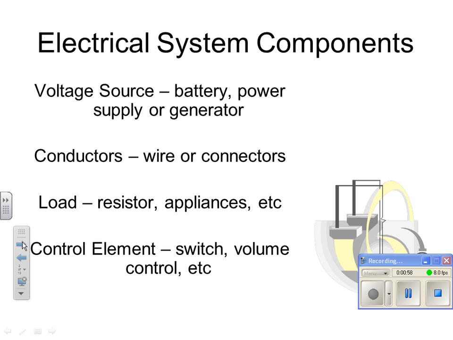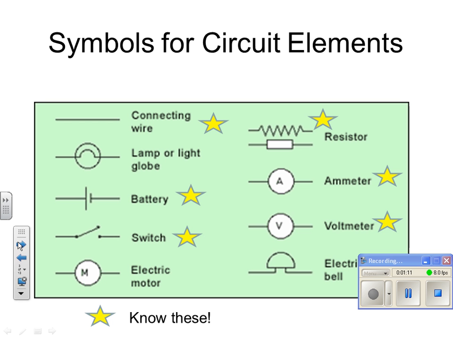And then some kind of item that controls the electricity. And it can be a switch, it can be a volume control, dimmer switches. Any of those kind of things are going to control on, off, or change the flow.